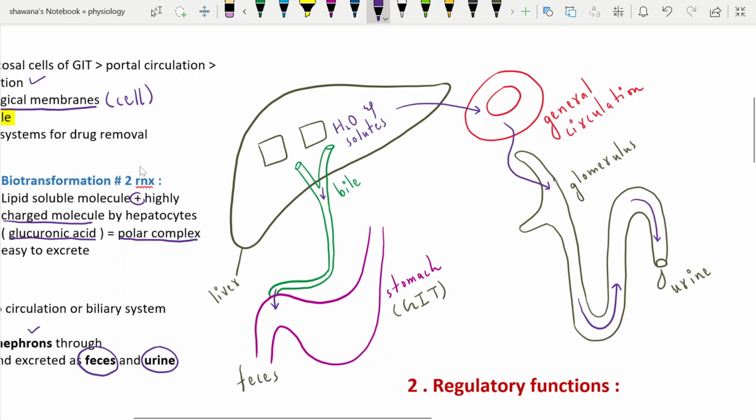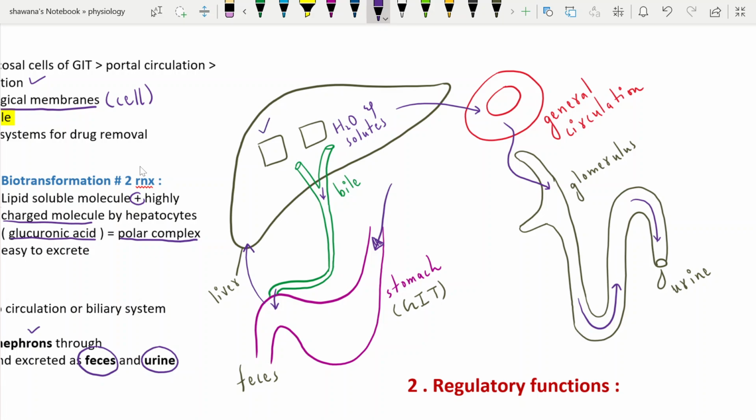Okay, let's discuss by the diagram. We ingest something, maybe a drug molecule or food molecule or anything. Our food is a complex of many things. So it goes by the portal circulation. First, it goes by the portal circulation into the liver.